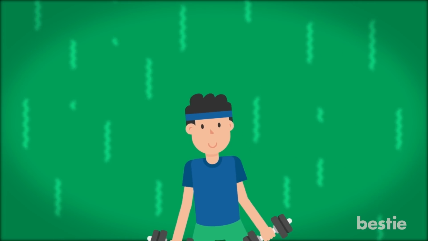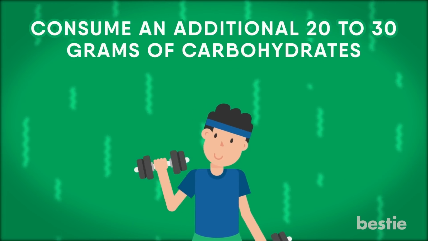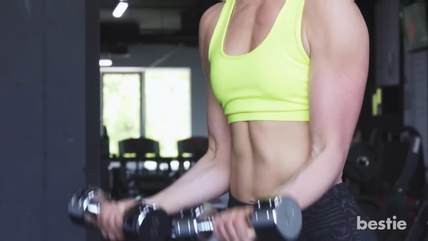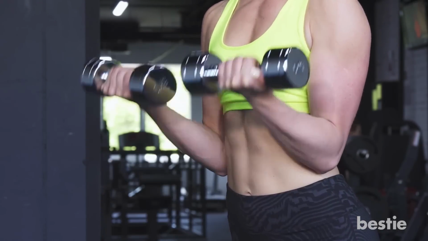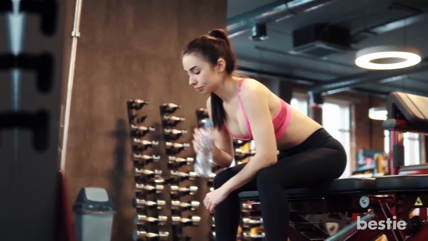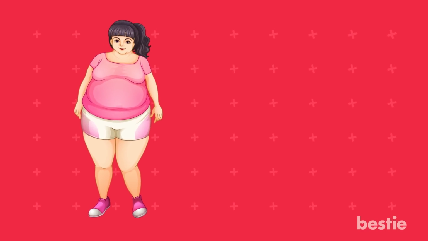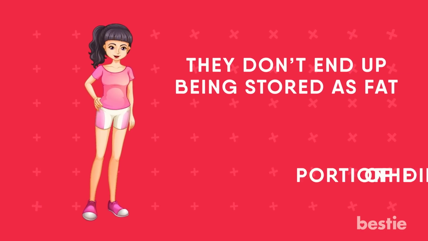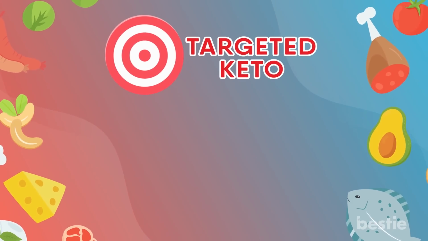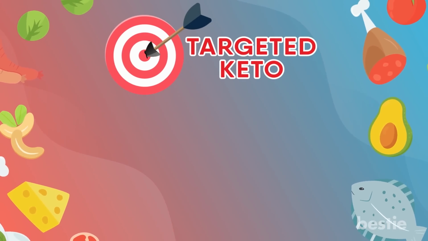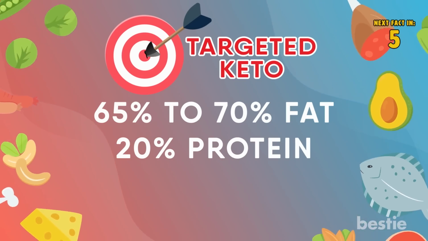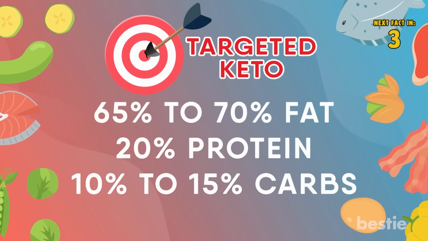People who subscribe to the targeted keto diet consume an additional 20 to 30 grams of carbohydrates immediately before and after working out. The added carbs not only allow them to exercise at a greater level of intensity, but also help them to recover from the workouts faster. Since these added carbs are burned off almost immediately, they don't end up being stored as fat and therefore don't necessarily impede the weight loss portion of the diet. To break it down based on nutrients, the targeted keto diet prescribes a meal plan consisting of 65 to 70% fat, 20% protein, and 10 to 15% carbs.